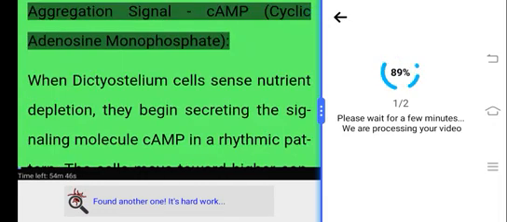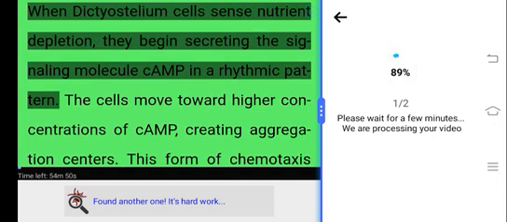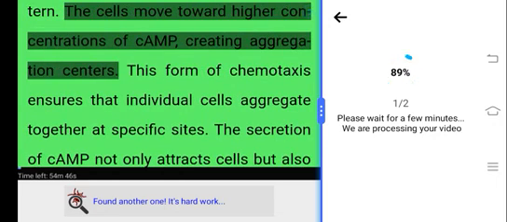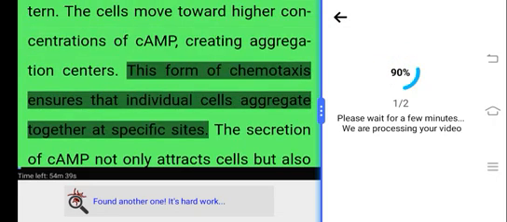Aggregation signal, cAMP, cyclic adenosine monophosphate. When Dictyostelium cells sense nutrient depletion, they begin secreting the signaling molecule cAMP in a rhythmic pattern. The cells move toward higher concentrations of cAMP, creating aggregation centers. This form of chemotaxis ensures that individual cells aggregate together at specific sites.